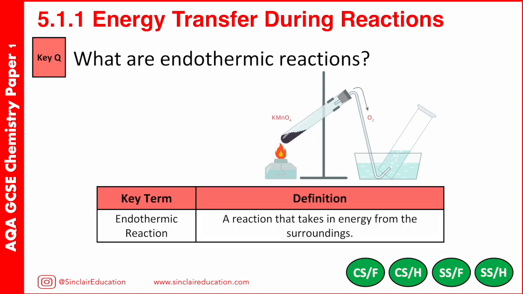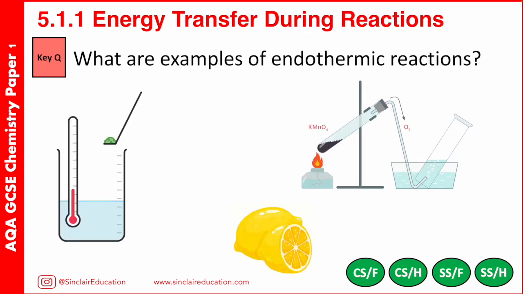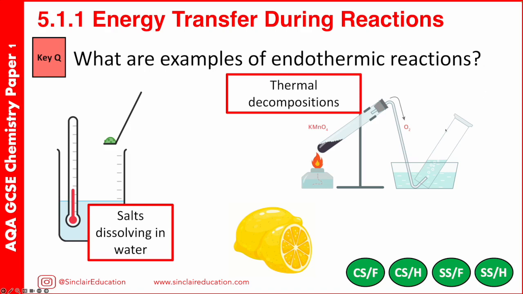Endothermic reactions now are reactions that take in energy from the surroundings. Typically, what this means is the surroundings cool down and we'll observe a temperature decrease if we're measuring the temperature. Now, examples of endothermic reactions involve salts dissolving in water. It's a link to your chemical changes topic. It also includes thermal decompositions.